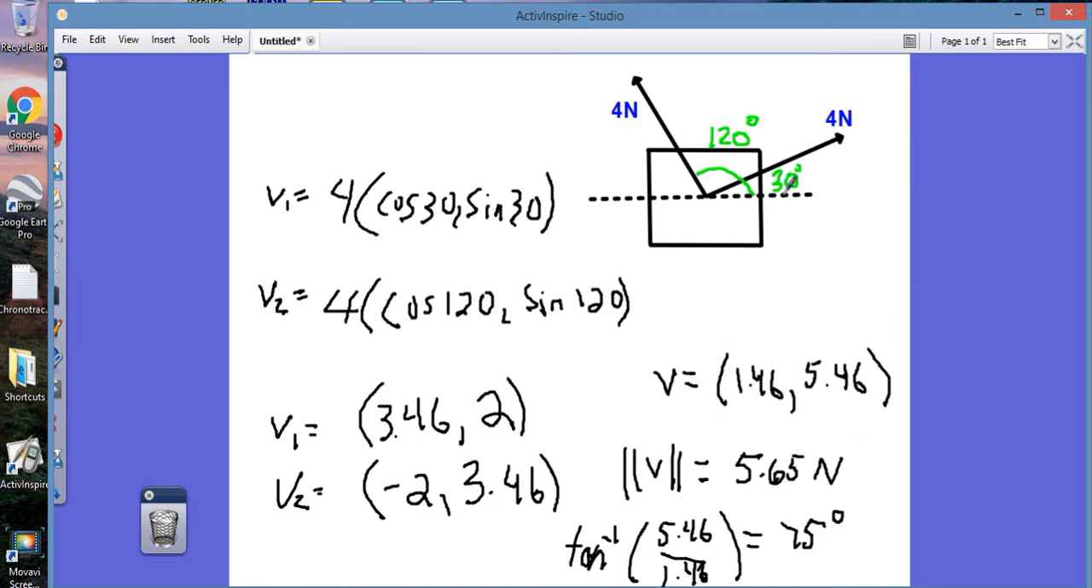So 75 degrees, so the new force basically looks like that, and it's going to be 5.65 newtons. So again, that's the resultant force when you have two different forces pushing on this block. Okay, I hope that makes sense.